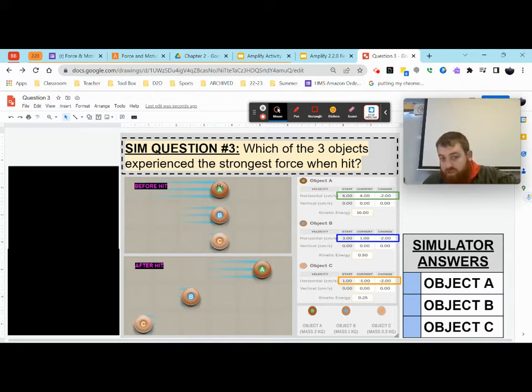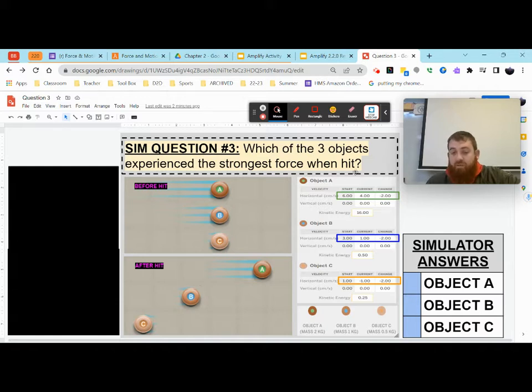When we look at analyzing our diagrams here, we're going to see a lot of things. First and foremost, we have our objects A, B, and C with our starting velocity. And after they were hit, we can clearly see that their velocities changed. Objects A, B, and C all have different masses. Object A has a mass of 2 kilograms. B has a mass of 1. C has a mass of 0.5. So object A is the heaviest, B has the medium mass, and C is the lightest.